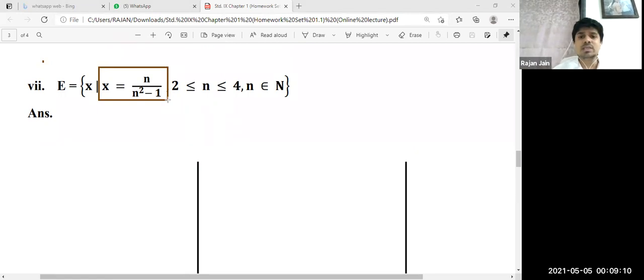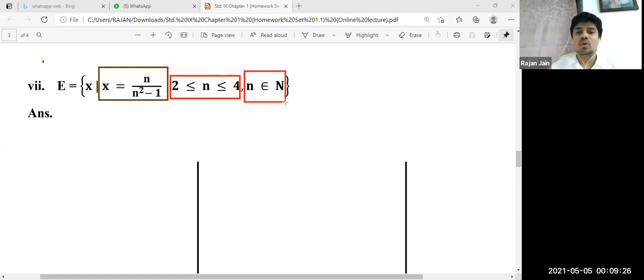अभी n का कौन सा वैल्यू लेने का? There are two conditions given for the value of n. This is the first condition. This is the second condition. Means it has to be a natural number and the value of n should be between 2 and 4. Now, which are the values between 2 and 4? And inclusive 2 and 4 also, because less than equal to sign दिया हुआ है.